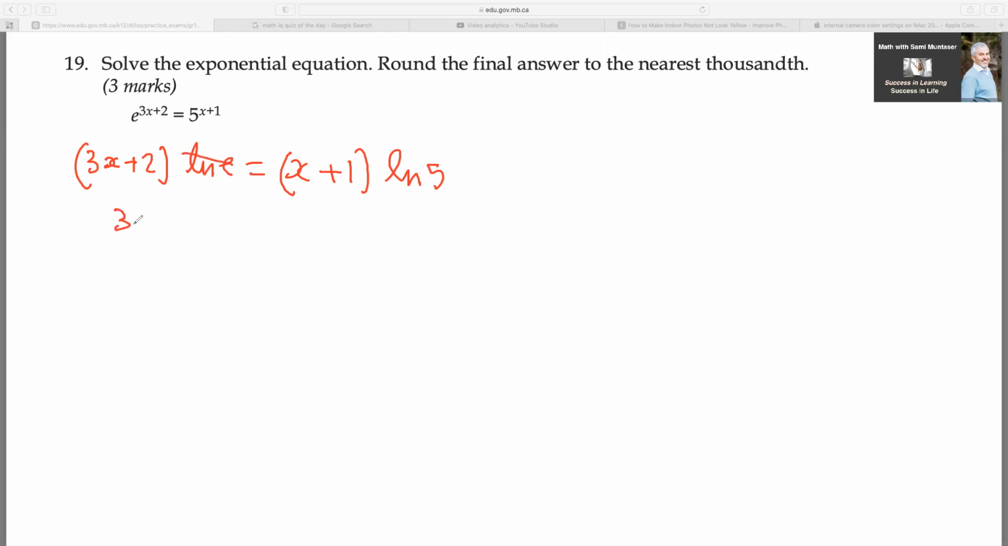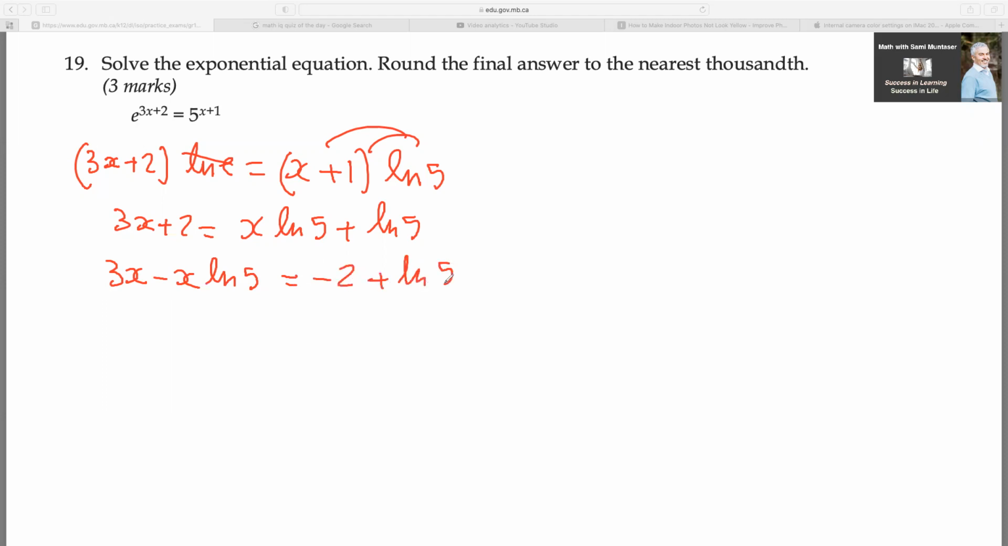So I have 3x plus 2 equals x ln 5 plus ln 5. All I'm doing is just distributing the ln 5 into the x and plus 1. Now I'm going to bring everything that has x's to one side. So I have 3x minus x ln 5 equals, I'm going to move the 2 to the other side, so it becomes negative 2 plus ln 5.